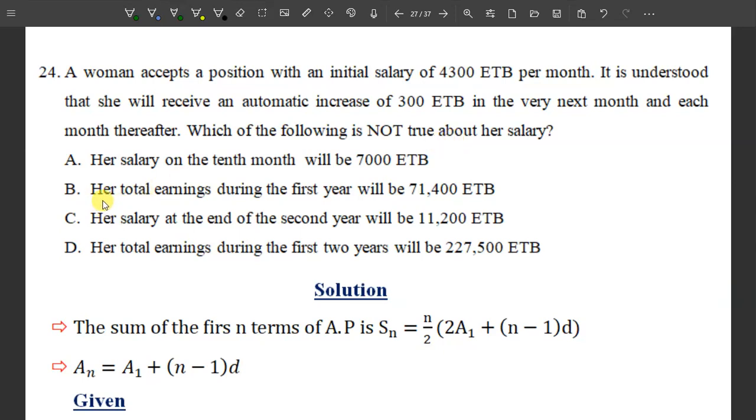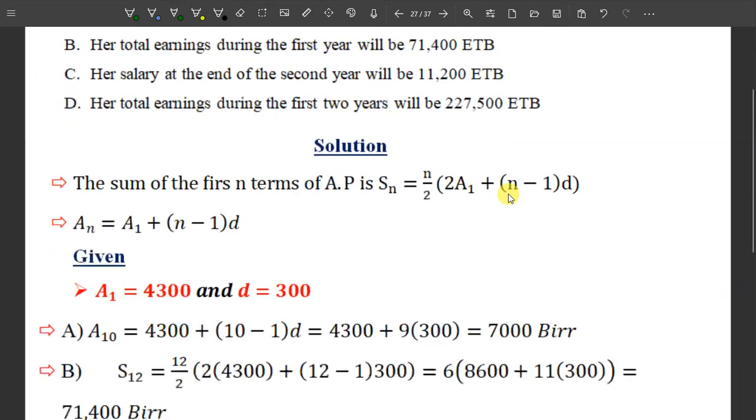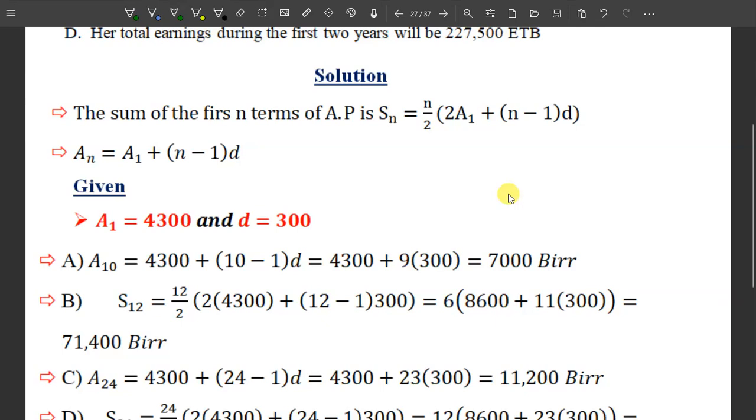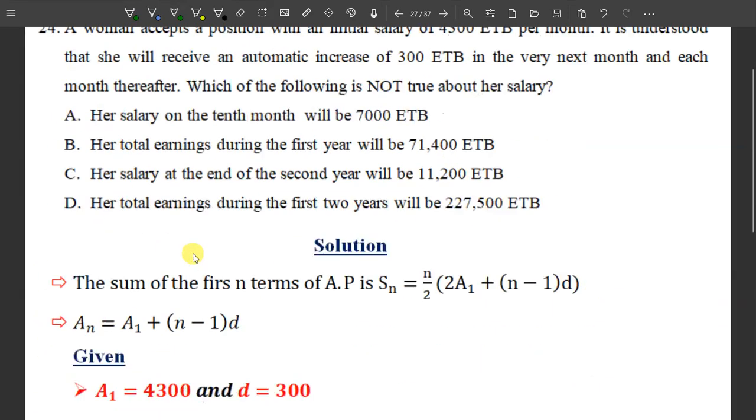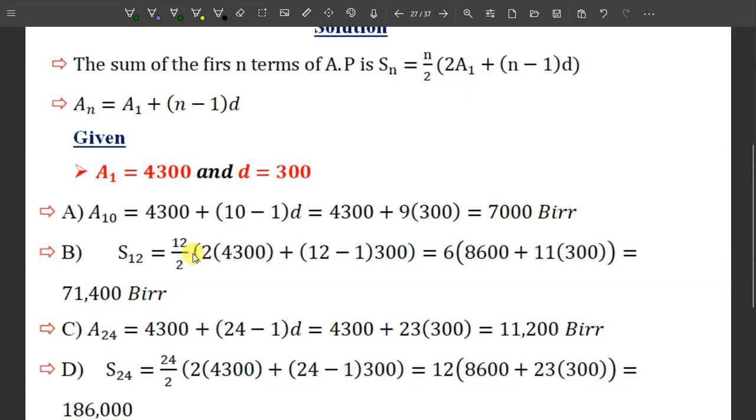B says her total earnings during the first year will be 71,400 Ethiopian birr. Whether this is true or not, let us see again. Her total earnings during the first year. In 1 year, 1 year contains 12 months, and therefore our n in this case is 12.